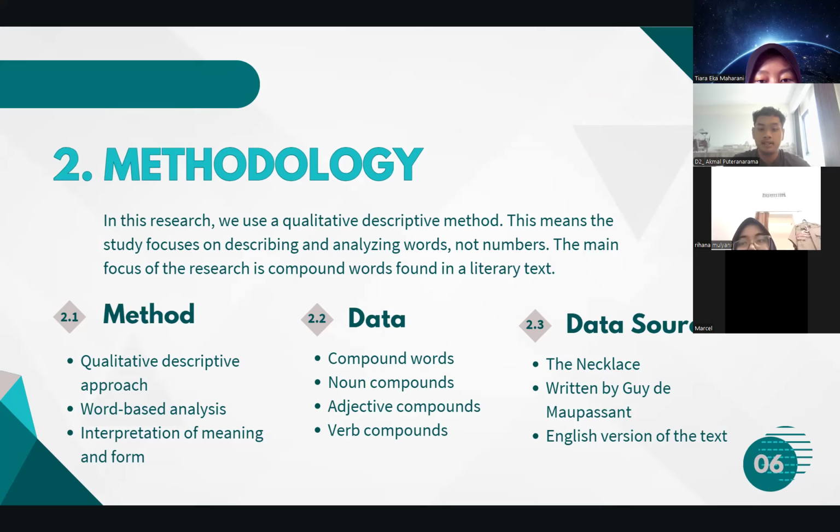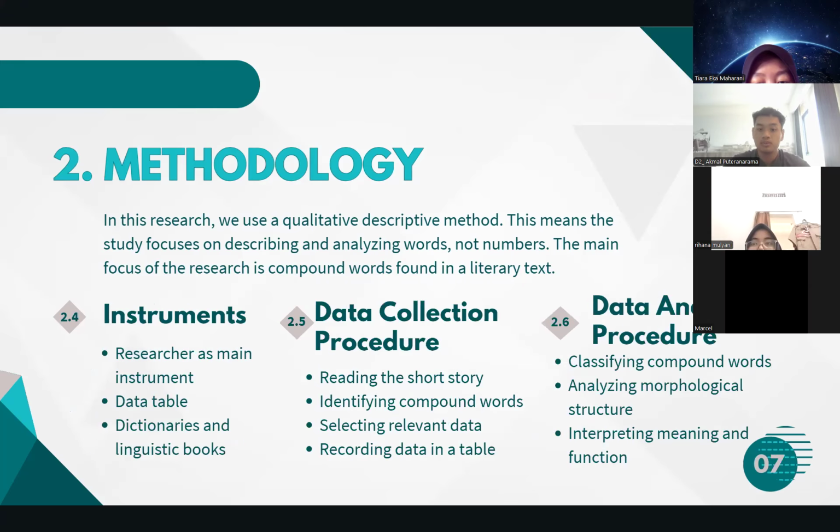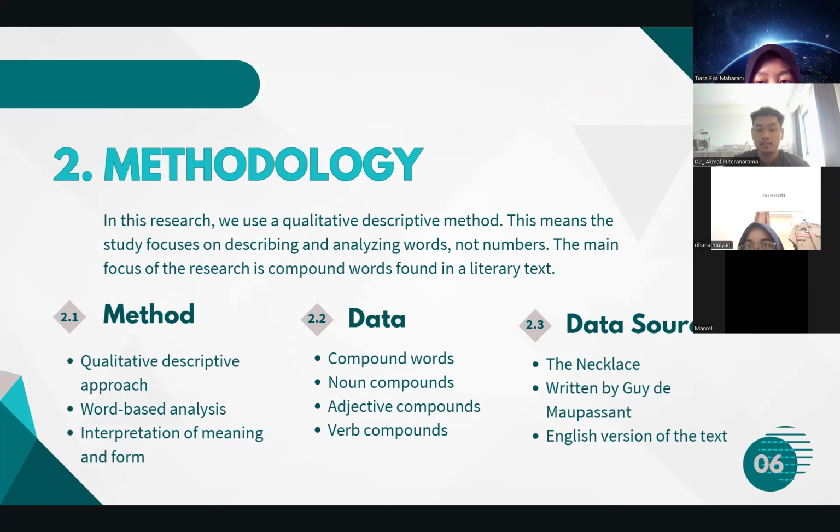Next is the data. The data in this research are compound words found in the short story. These compound words include noun compounds, adjective compounds, and verb compounds that appear in the text. And next is the data source. The data source of this research is the short story The Necklace, written by Guy de Maupassant. The English version of the story is used to make it easier to identify and analyze compound words. Next slide, please.